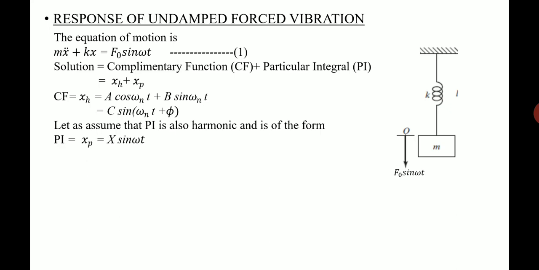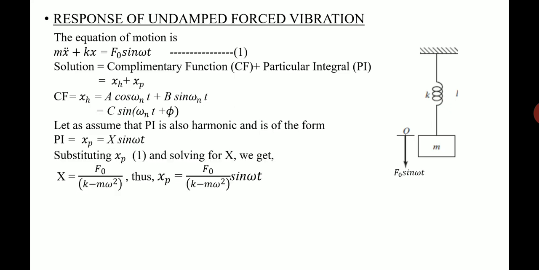So how do we find the particular integral? Since you know that this forcing function is harmonic in nature, we can assume that the response will also be harmonic. So we are assuming that the particular integral xp is of the form X sin omega t. X is capital X, which is the maximum amplitude of that response. Omega, as we have seen, is the forcing frequency. So the solution of the RHS will also be of the form X sin omega t. So xp can be substituted in equation 1, that is our governing equation, and we can solve for X.